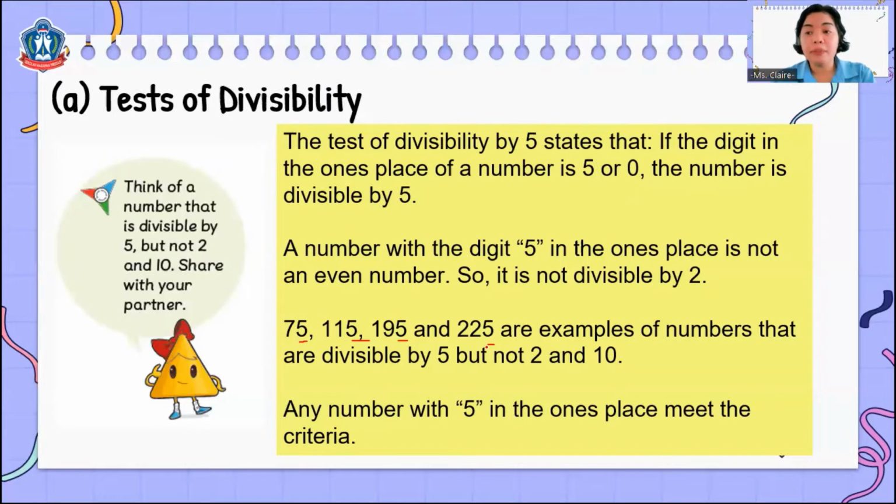Remember, numbers divisible by 2 are those that end with 0, 2, 4, 6, and 8, or the even numbers. Divisible by 10 are numbers that end with 0. So, any number with 5 in the ones place meets the criteria for divisibility by 5.